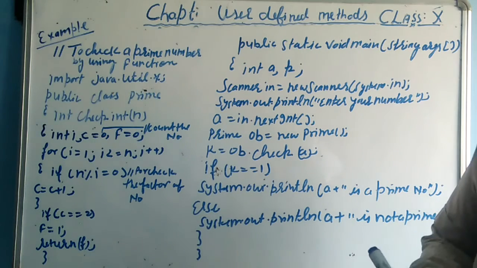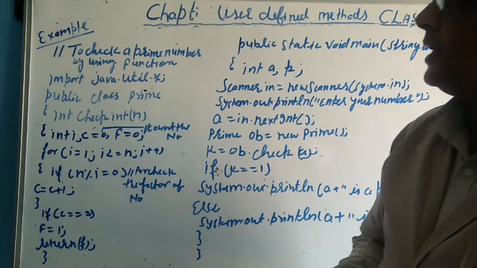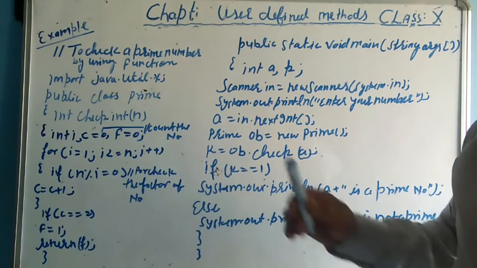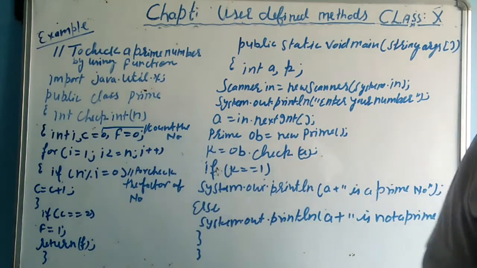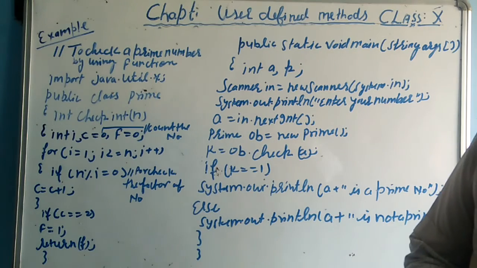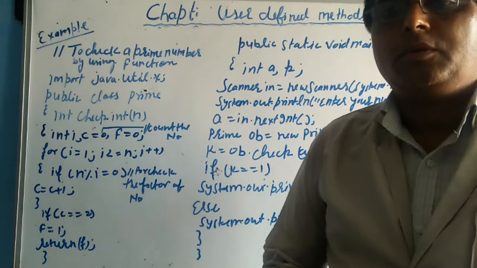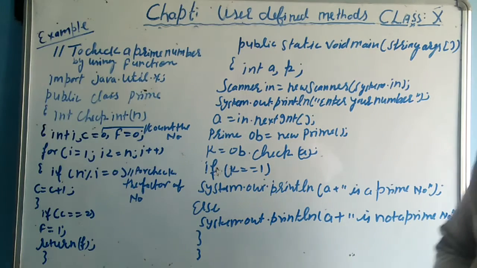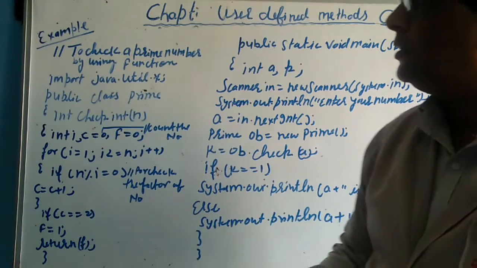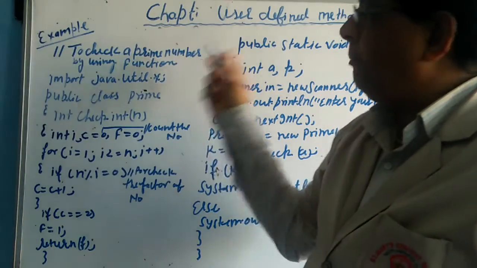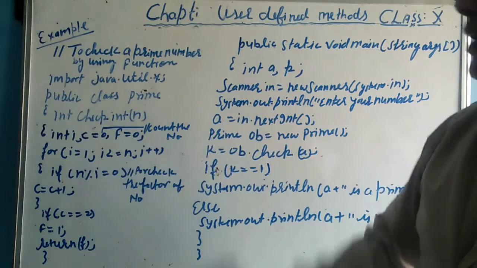Now today we will discuss one example of the prime number by using the function. We have to make one program by using the function. How will we make it? First of all, you will write the comment, you know very well, to check a prime number by using the function.